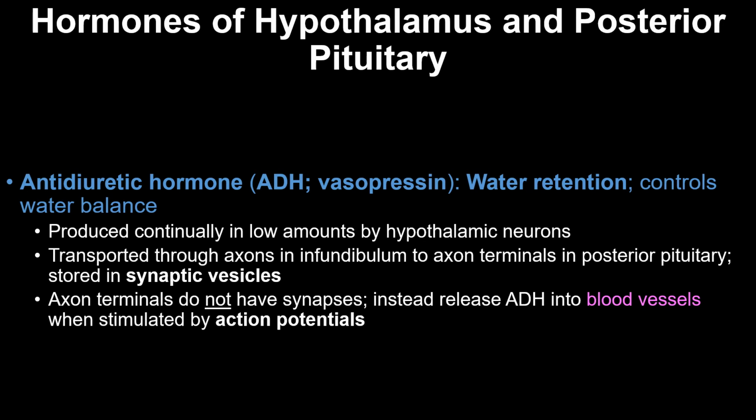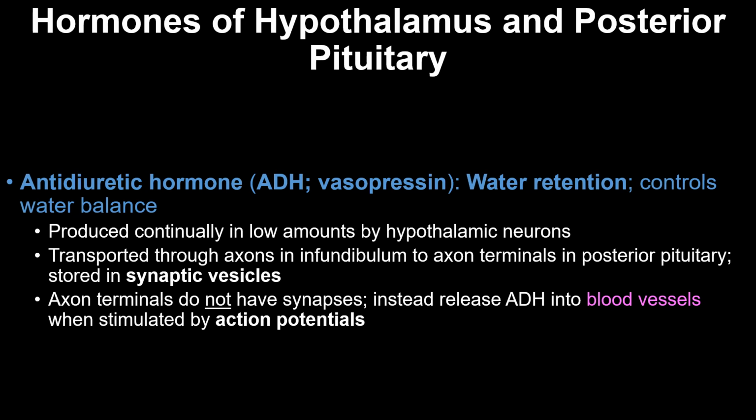First, those hypothalamic neurons are going to create ADH, and this is done in the cell bodies of hypothalamic neurons in the supraoptic and the paraventricular nuclei. These are going to continually make ADH in low amounts. Then the axons of the hypothalamic neurons are going to travel through the infundibulum as a group known collectively as the hypothalamic hypophyseal tract. And then ADH is going to be stored. So the axons of the hypothalamic neurons terminate in this posterior pituitary, where the ADH is then stored in synaptic vesicles.